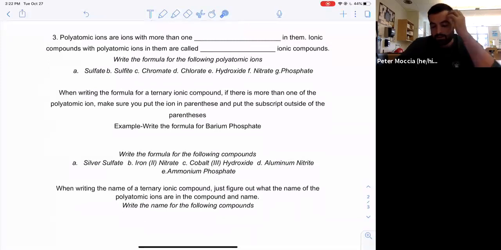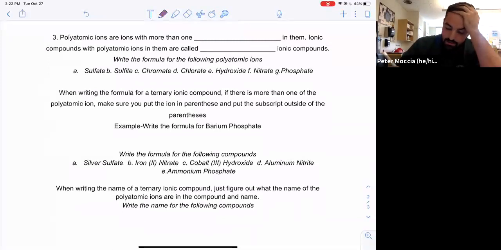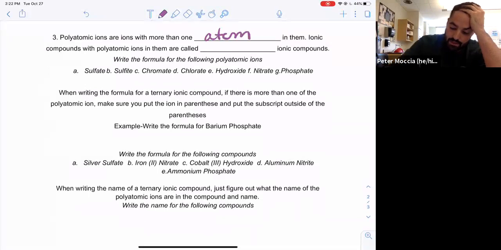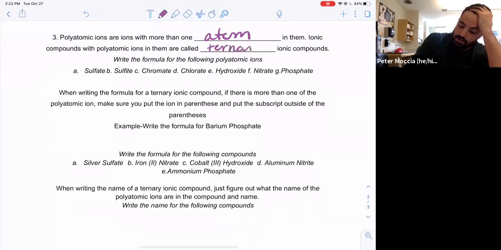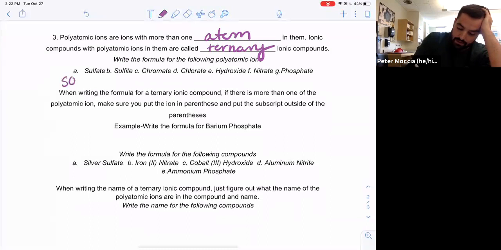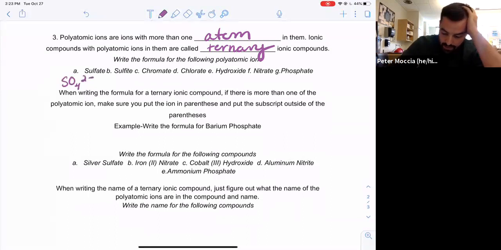Polyatomic ions are ions with more than one atom in them. Ionic compounds with polyatomic ions are called ternary ionic compounds. Write the formula for the following polyatomic ions. You're just going to look at your list. I know that sulfate is SO4 2-. You do the rest of those on your own.